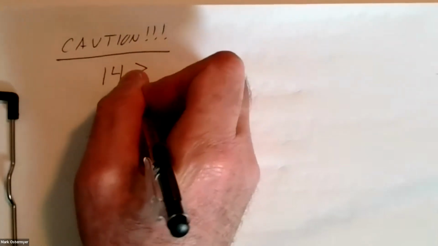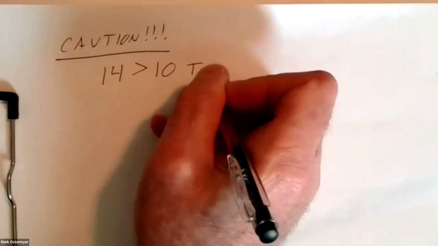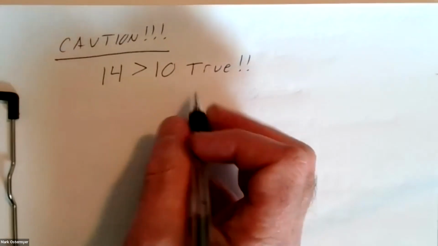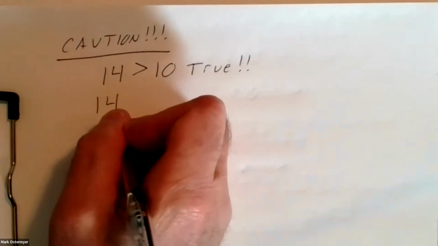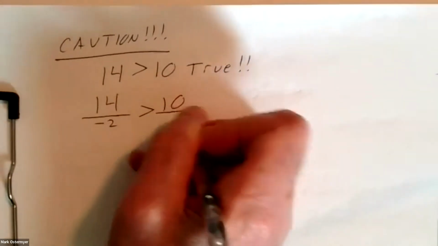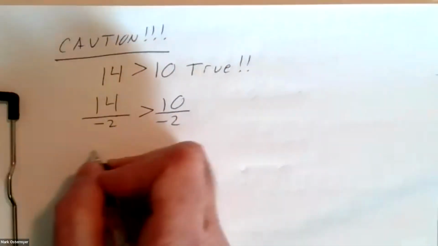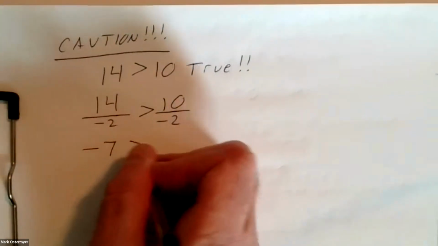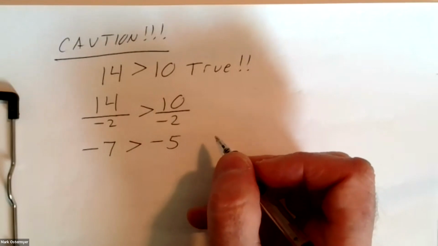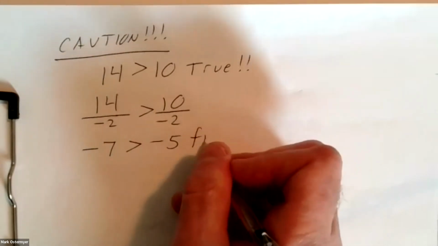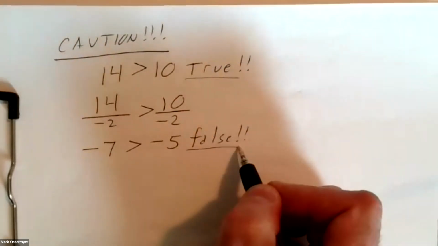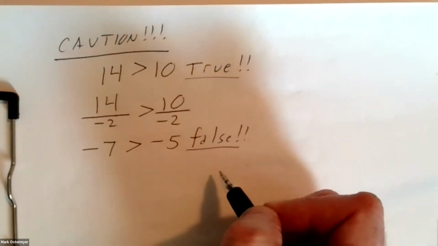14 is greater than 10. That's a true statement, correct? All day long, that's true. Suppose I divide both sides of my inequality by a -2. Do I still have a true statement? Is it true to say -7 is greater than -5? True or false? This is now a false statement. I've gone from a true statement to a false statement. What the heck just happened here?